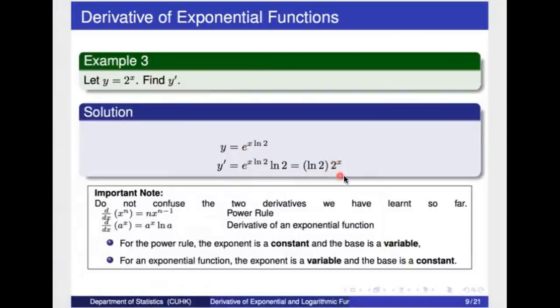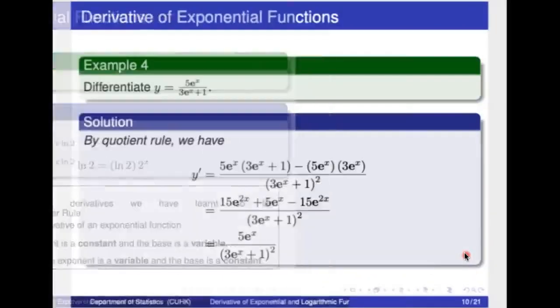It's important not to confuse the two derivatives we have learned so far. The derivative d over dx of x to the power of n equals n times x to the power of n minus 1, which is known as the power rule. The derivative d over dx of a to the power of x equals a to the power of x times ln a, which is known as the derivative of an exponential function. For the power rule, the exponent is a constant and the base is a variable. For an exponential function, the exponent is a variable and the base is a constant.